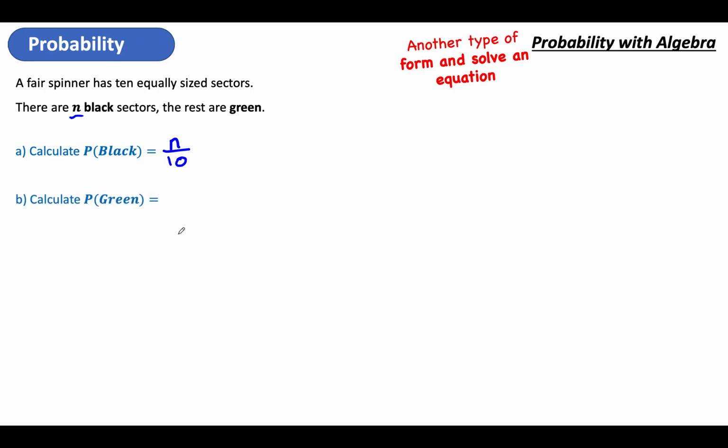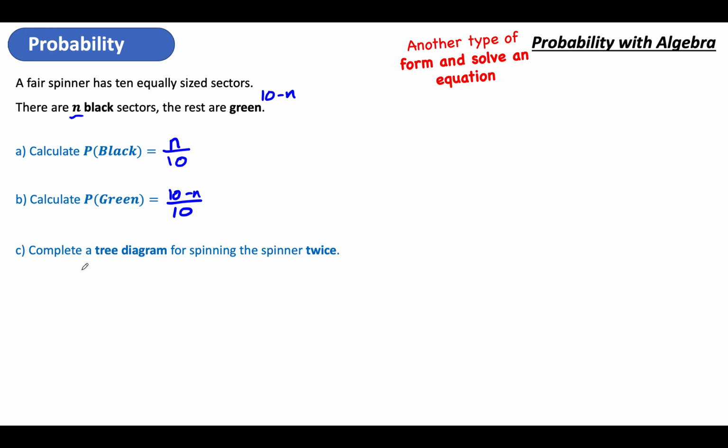But the probability of green, okay, it's out of the same amount because there's still 10 sectors there. But how many are green? Now, we don't know how many are green, but we do know how many are black. And we know the total. So the number of green would be the total, take away n. So that's what we do: 10, take away n. Yep.